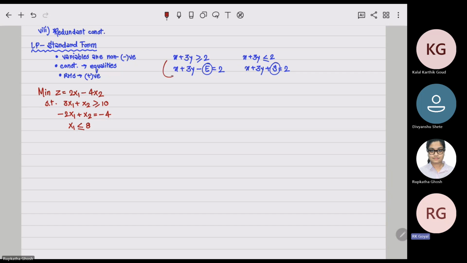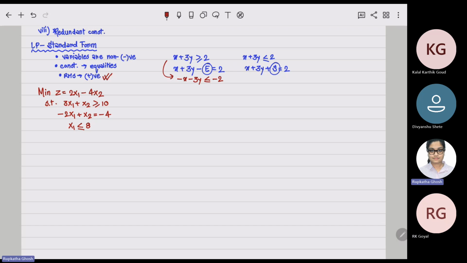Is it possible that I multiply the left hand side and the right hand side of the inequality by minus 1? In this case, say if instead of the 2 in the right hand side, it is minus 2, so the given inequality is of the form x plus 3y is greater than or equal to minus 2. It's possible that I multiply both the sides by minus 1, and then instead of using the surplus, I use a slack variable.